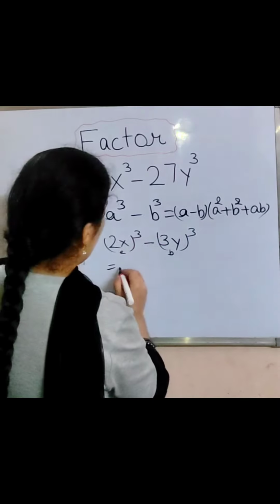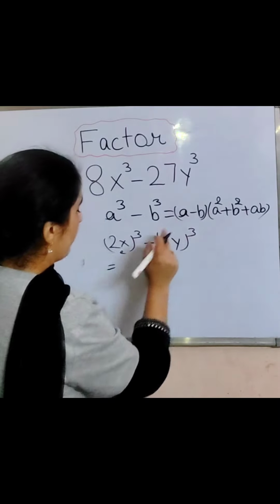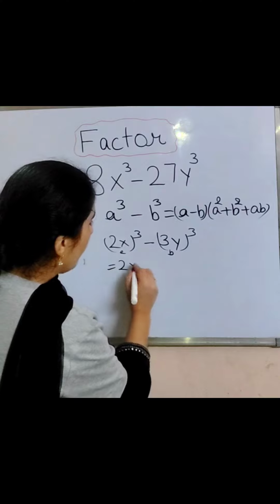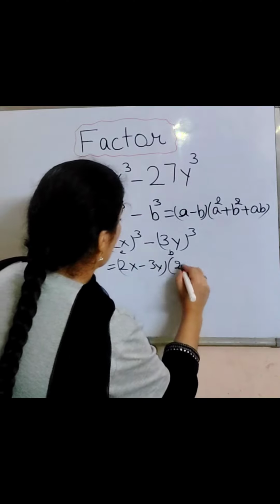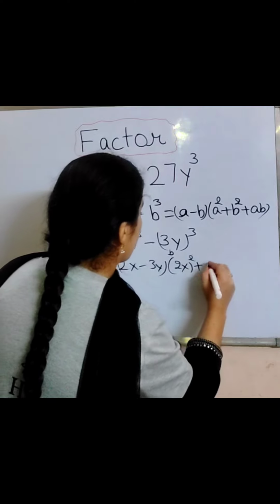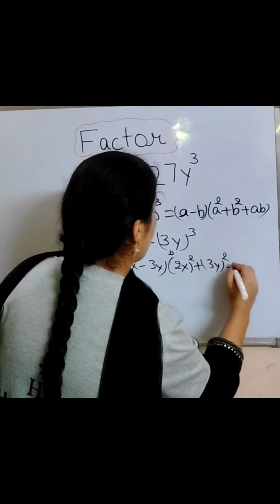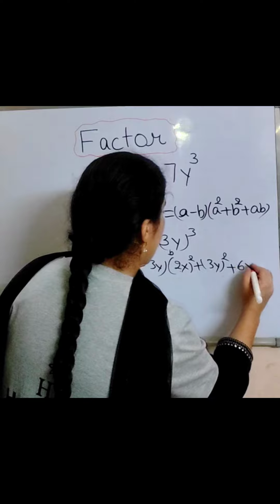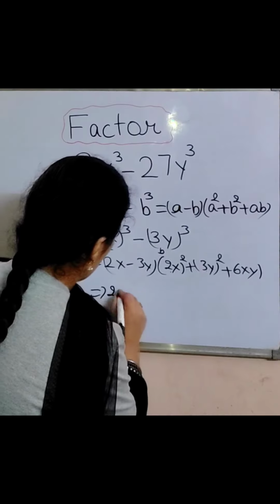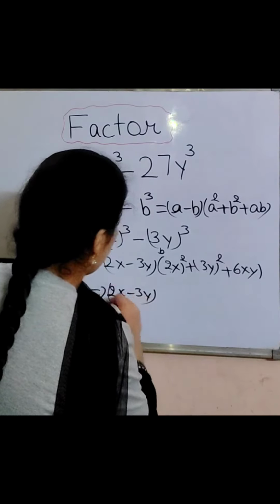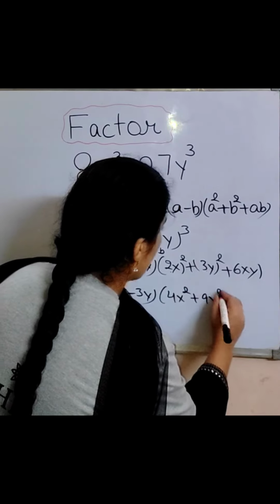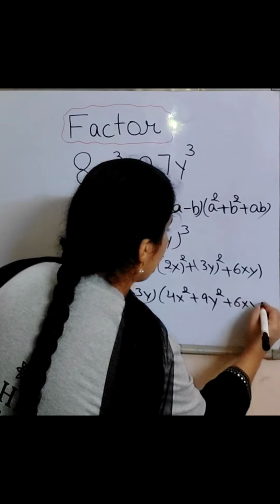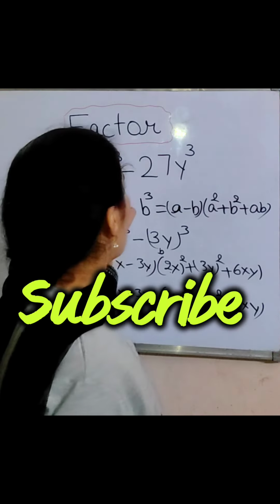So applying this, we get a minus b, which is 2x minus 3y, and here a square, it's (2x) whole square plus (3y) whole square plus a into b, it's 6xy. Here we have 2x minus 3y, and here it's 4x square plus 9y square plus 6xy. So these are the factors of this expression.